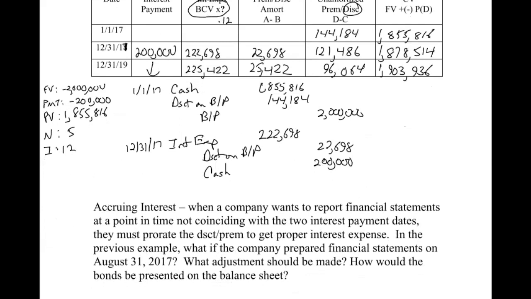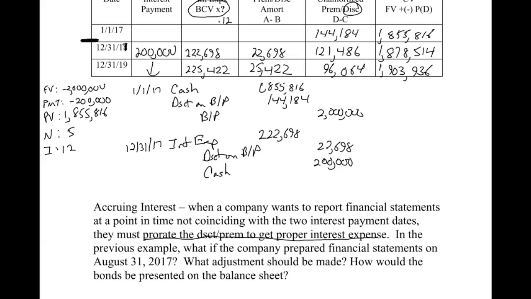Accruing interest is just when a company reports financial statements at a point in time not coinciding with the interest payment dates. So what they must do is prorate the discount or premium to get the proper interest expense. We're going to look back up here and assume we're preparing financial statements on August 31st, 2017. What it means is we are in between these two rows up here.